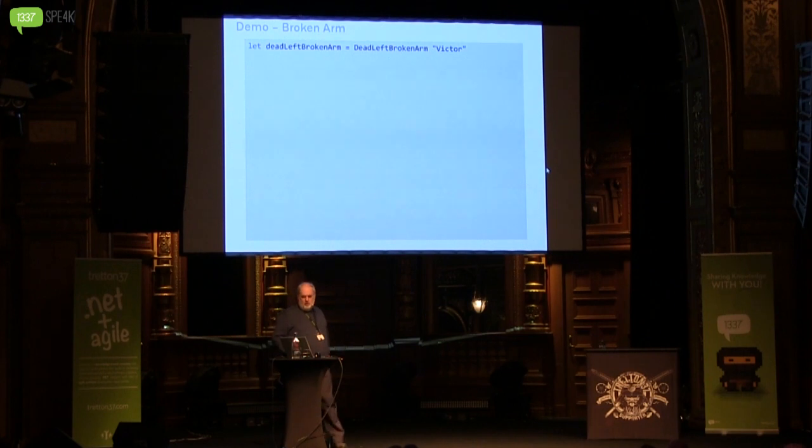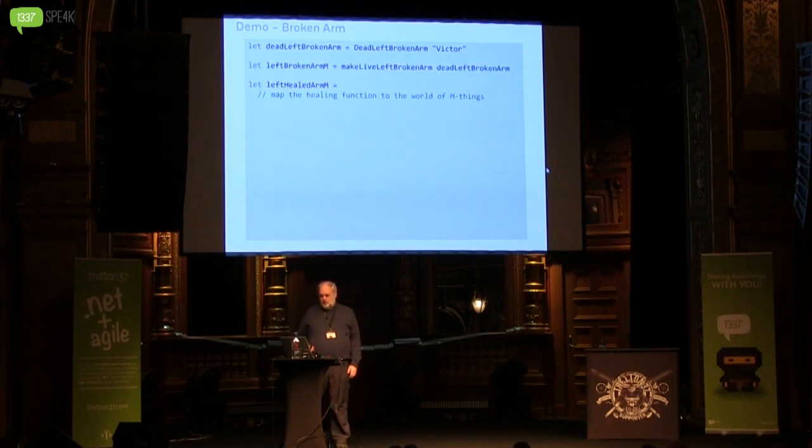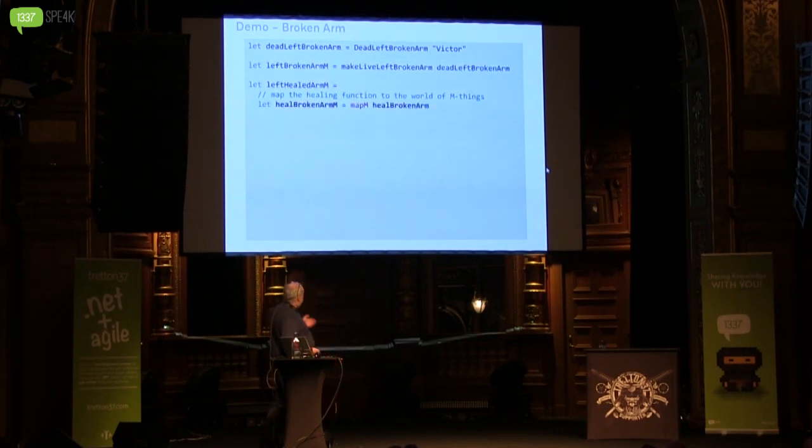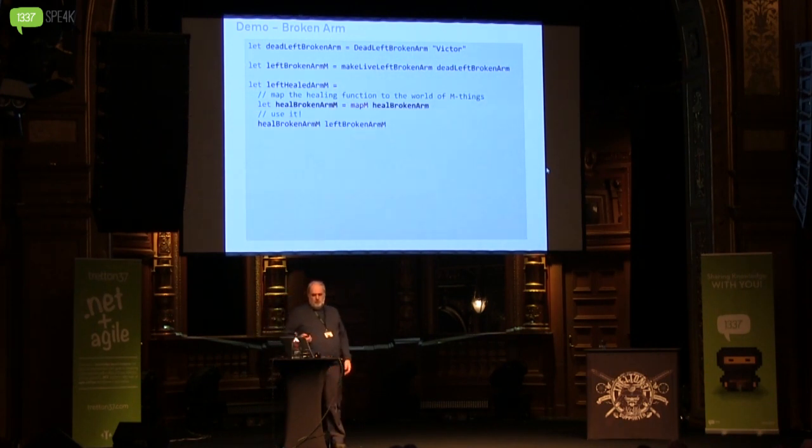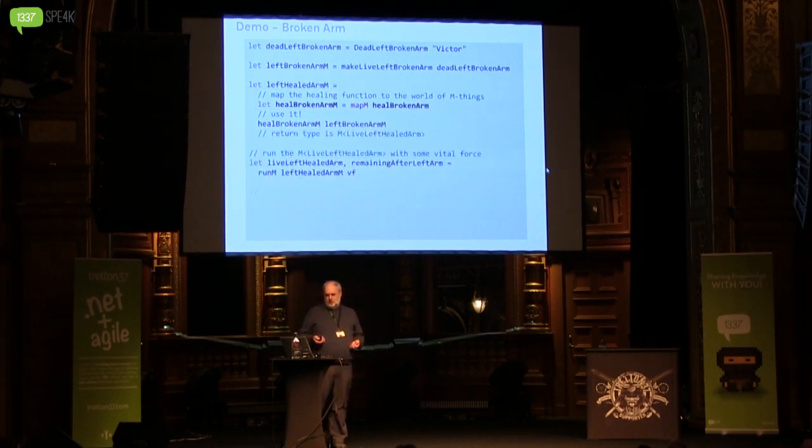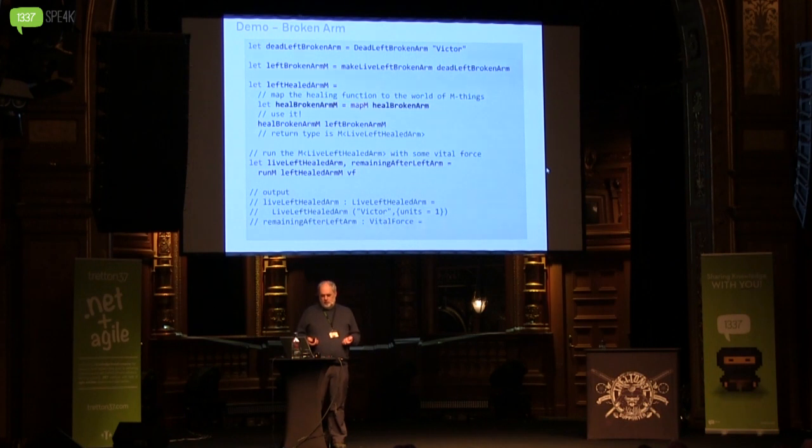All right. And then we use it again. We use mapm to take our normal function and turn it into the m version. And then we can run the m version on the m of the broken arm. We get an m of a healed arm. And if we run it again, we get this output. And again, we've used up 1 unit, and we get 9 units of vital force left.